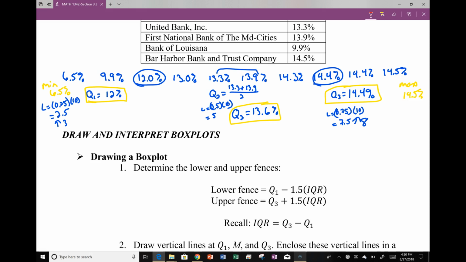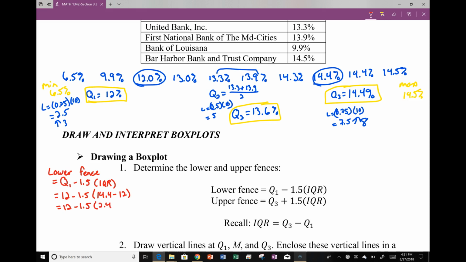So I'm going to come over to the side and I'm going to find my lower fence so that I can identify any possible outliers. And that's going to be my Q1 minus 1.5 times my IQR. Q1 is 12 minus 1.5. Recall that IQR is my Q3, 14.4, minus my Q1. So I have 12 minus 1.5 times 14.4 minus 12 gives me 2.4.